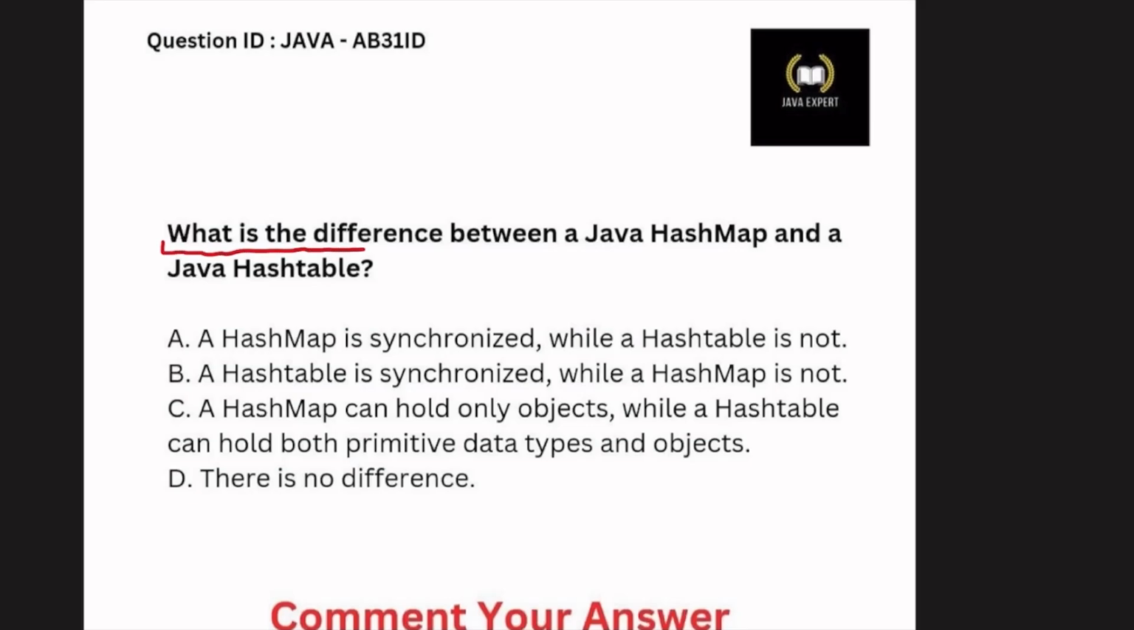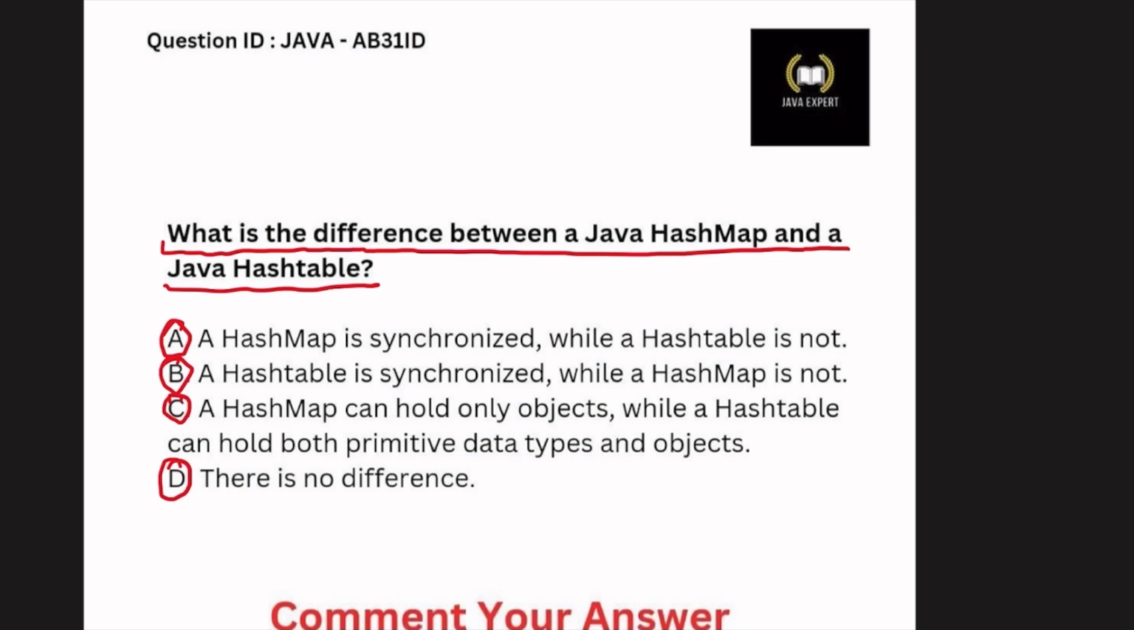What is the difference between a Java hash map and a Java hash table? Option A, a hash map is synchronized while a hash table is not. Option B, a hash table is synchronized while a hash map is not. Option C, a hash map can hold only objects while a hash table can hold both primitive data types and objects. Option D, there is no difference.